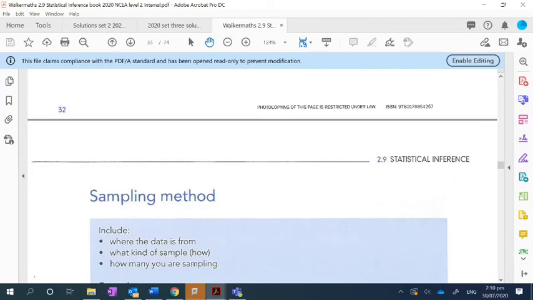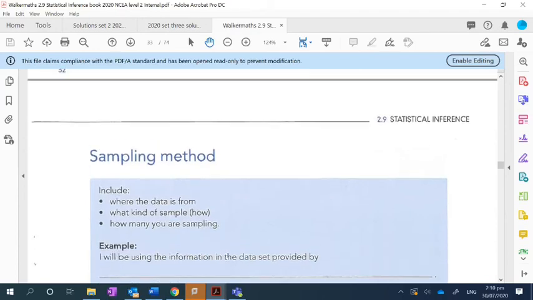And how many you're sampling, and there is a magic number minimum. What is it? 30. Good. Okay? Good job. How many you're sampling? Would 50 be better than 30? Yes, definitely. Okay? So here we go.